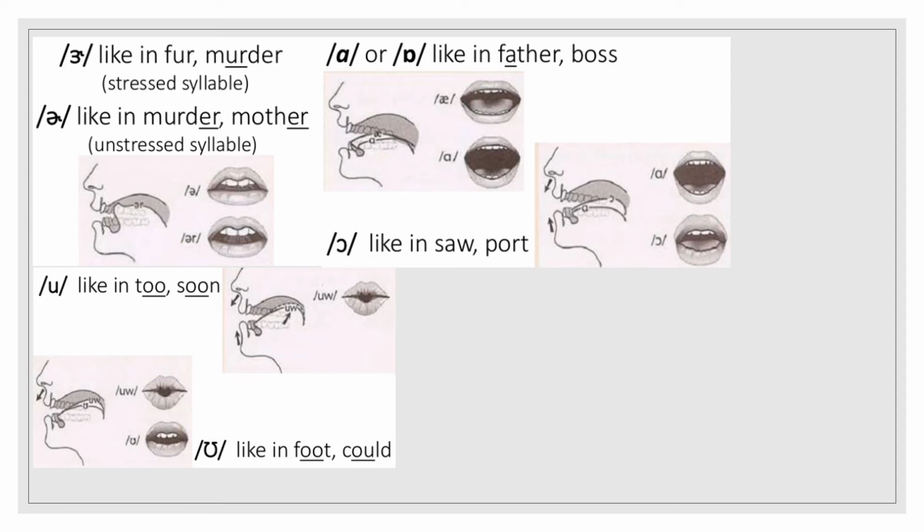Once again, fur, murder. Okay, good. Next, this symbol you may pronounce like in the words murder, mother, and this sound is categorized into an unstressed syllable. Fur, murder, mother.